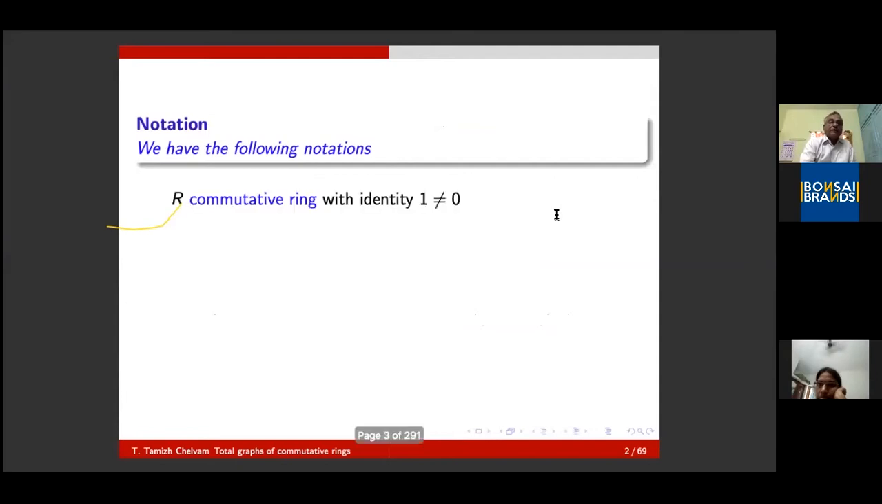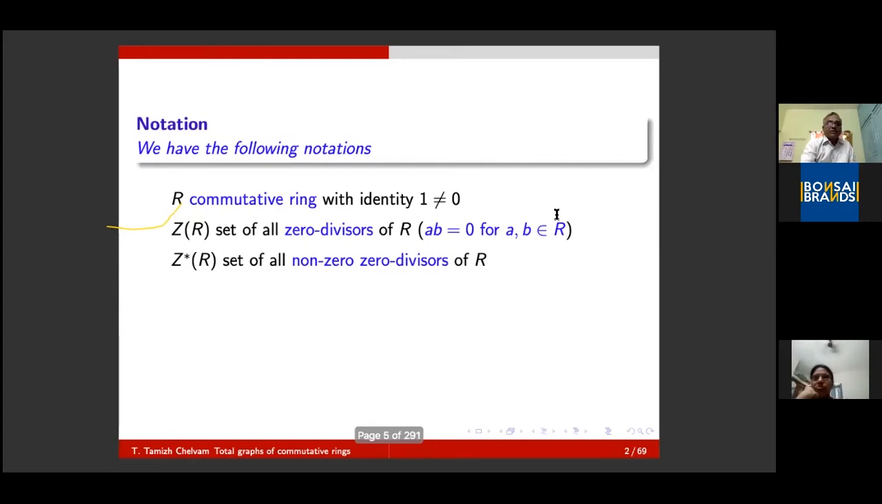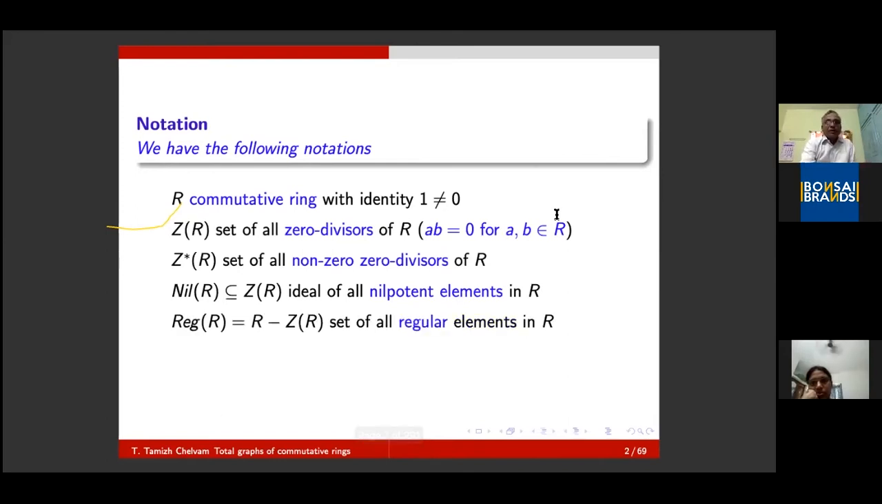Just for the sake of warm up, R is a commutative ring. Z of R is the set of all zero divisors of R. Z star of R is the set of non-zero zero divisors. Nil of R is the set of all nilpotent elements of R. Regular means an element which is not a zero divisor is referred to as regular. An element having a multiplicative inverse is called a unit in R, and the set of all units is denoted by U of R.